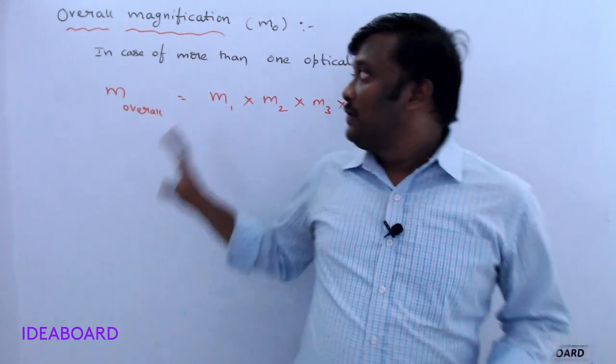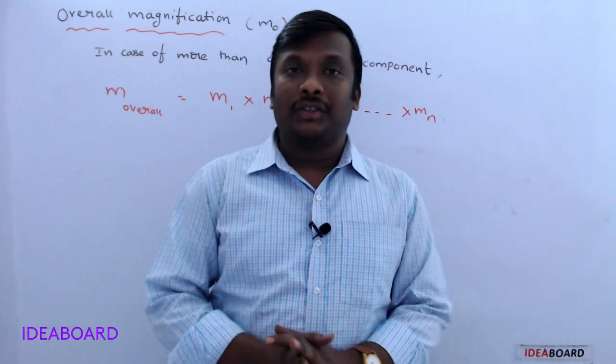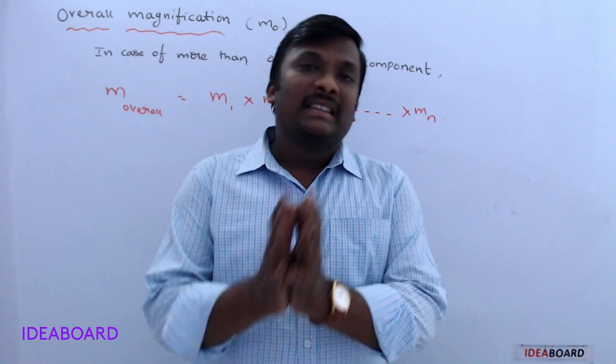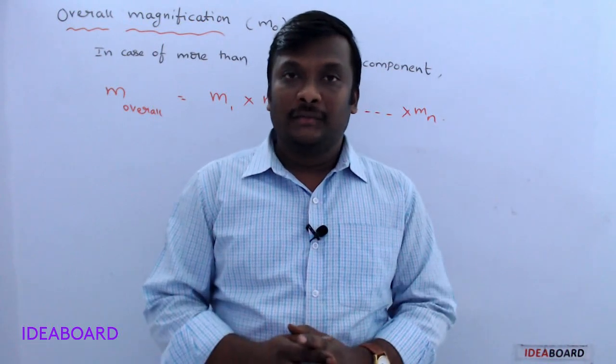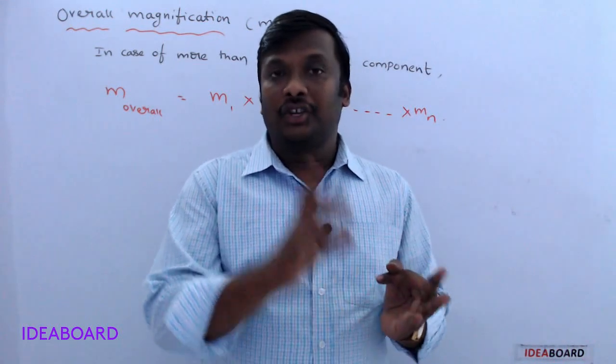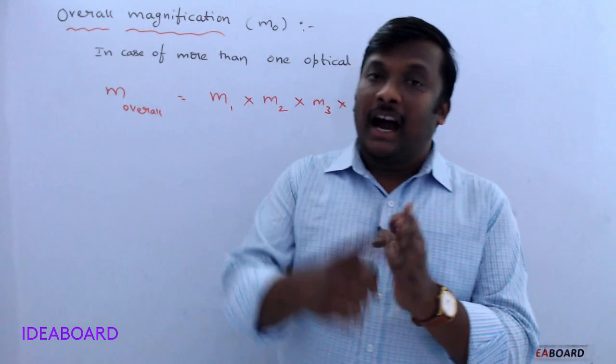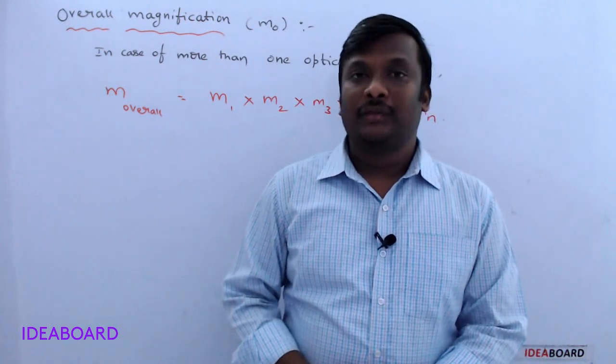So in this way, in today's class, we discussed magnification, simply size of the image by size of the object. There are three types: lateral magnification, longitudinal magnification, and aerial magnification. Overall magnification is a combination of all these.